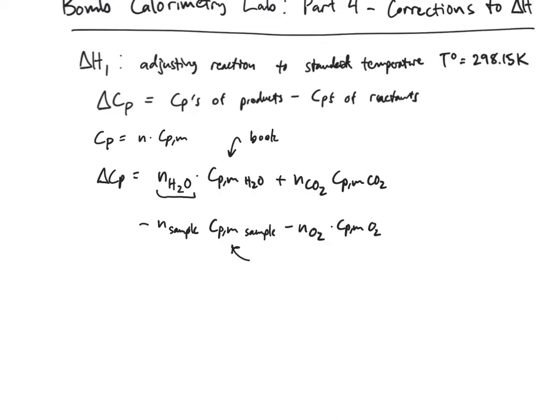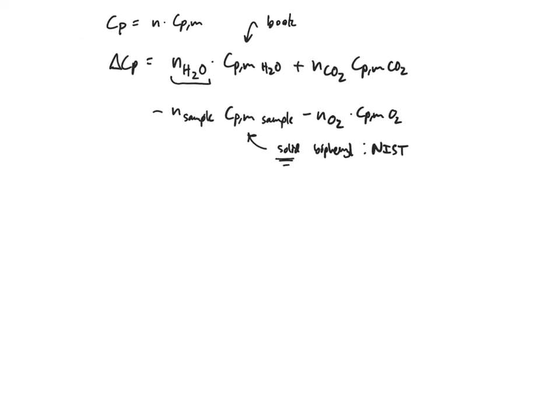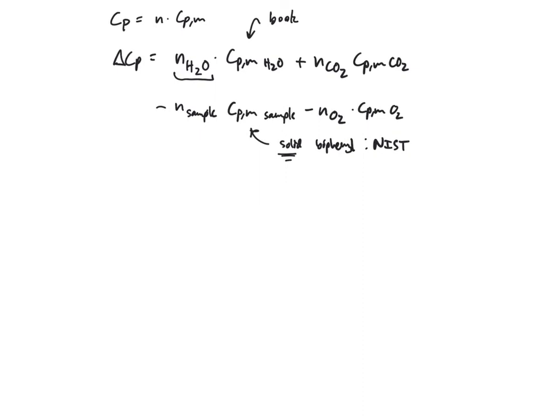Now, I had to look up the heat capacity for solid biphenyl, and where I found that was the NIST website. So you can look up what your heat capacity is for whatever your sample is. You can use NIST. Just make sure that you're using the heat capacity of the solid material at standard temperature and pressure. As long as you do that, you should be all set, but definitely also make a reference to wherever you find that value and include that in your lab report.